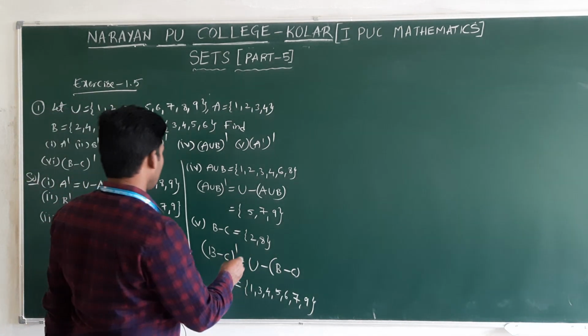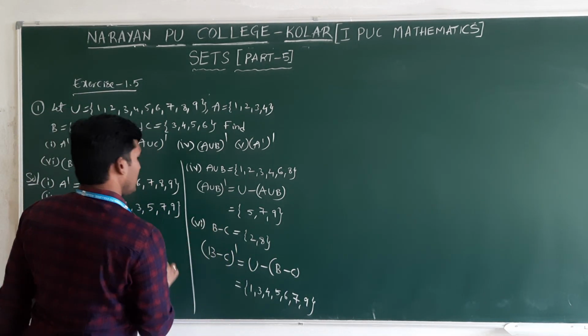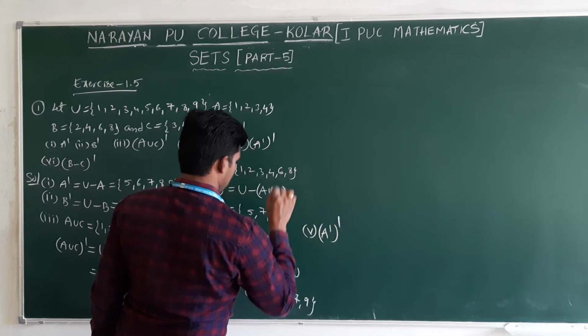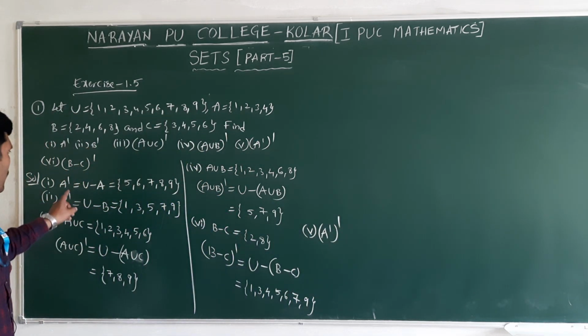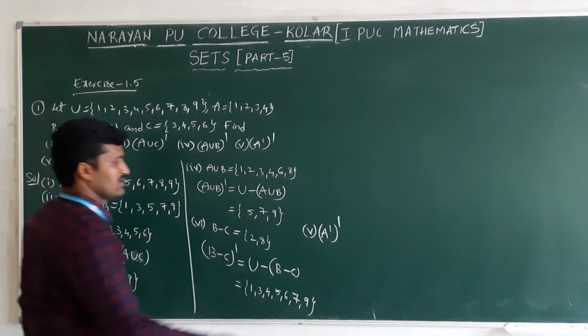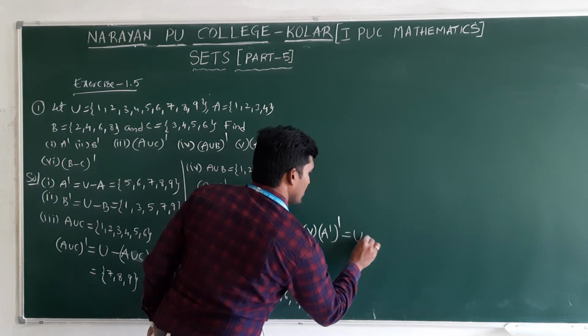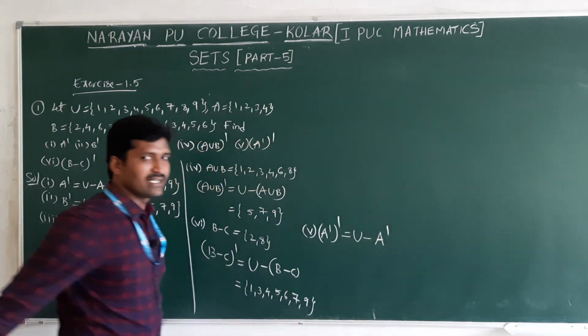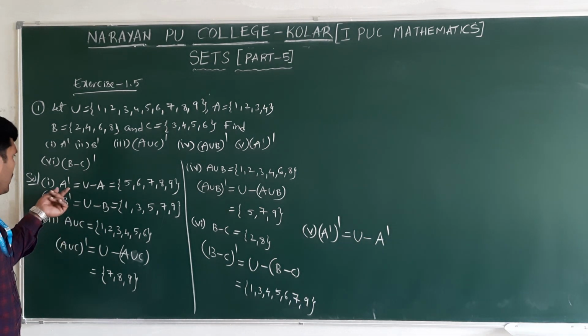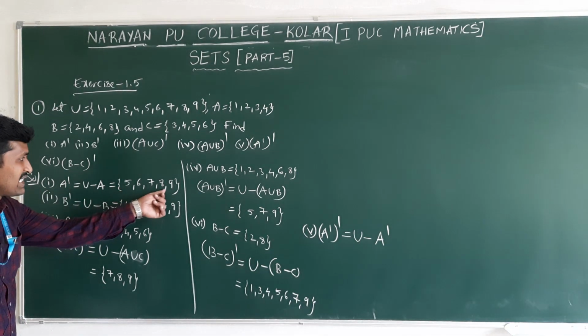Next. This is the sixth one I think. A dash whole dash. A dash already we know. What? 5, 6, 7, 8, 9. A dash whole dash means what? Universal set minus A dash. Universal set minus A dash we need to find out. A dash, what is there here? 5, 6, 7, 8, 9.